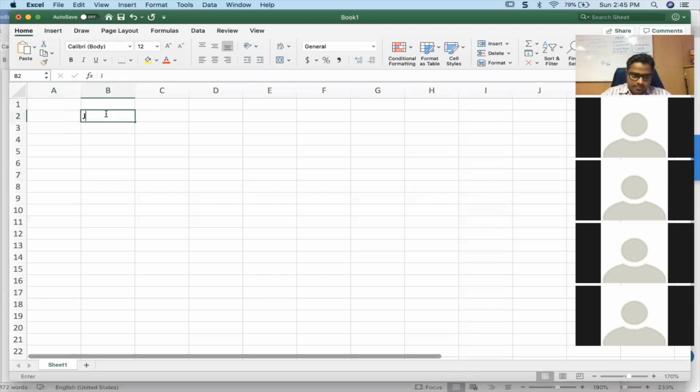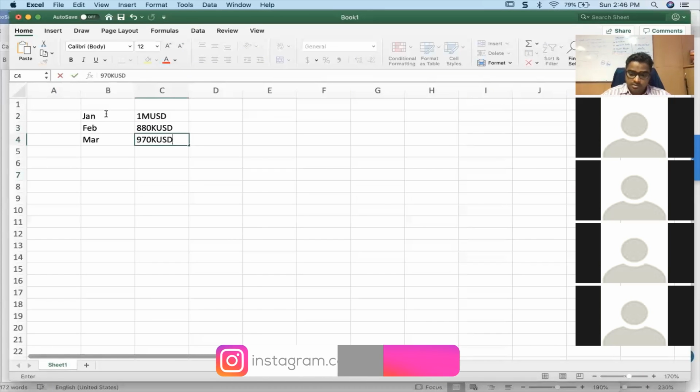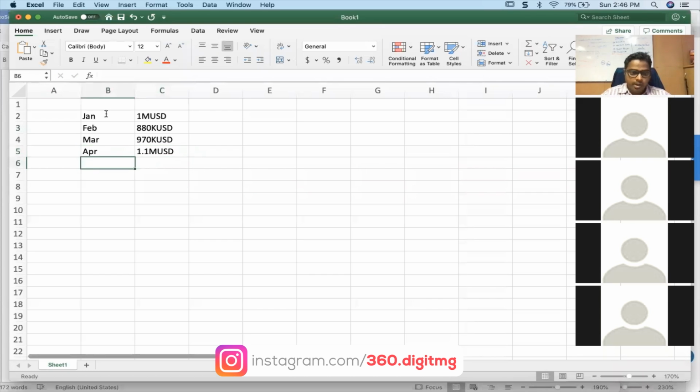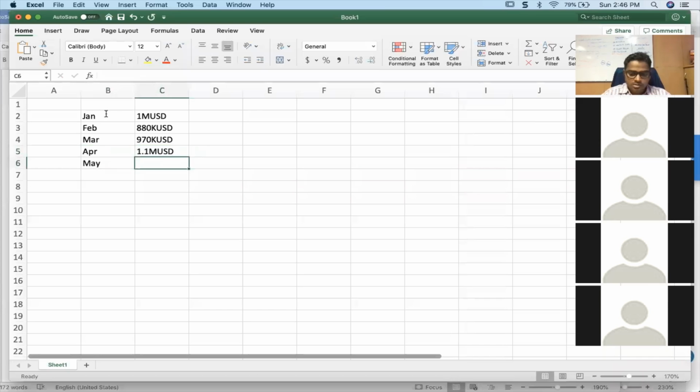In the first month, sales was $1 million. Second month, sales was 880,000 USD. Third month, sales was 970,000 USD. In the fourth month, sales was 1.1 million USD. And on the fifth month, sales was $10 million. Suddenly your box plot will highlight this as an outlier. What would you do with this outlier?